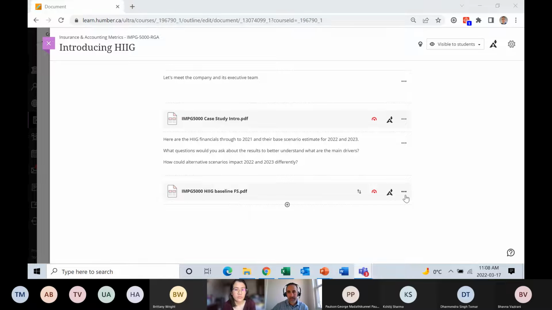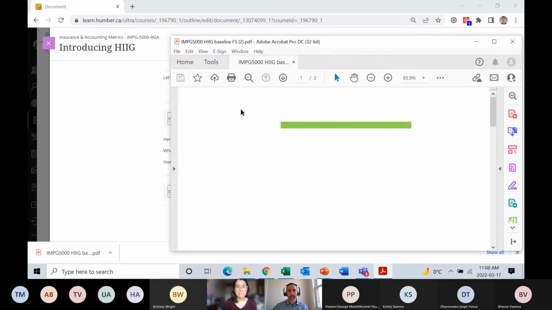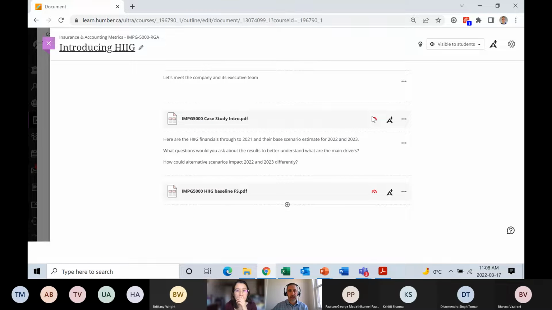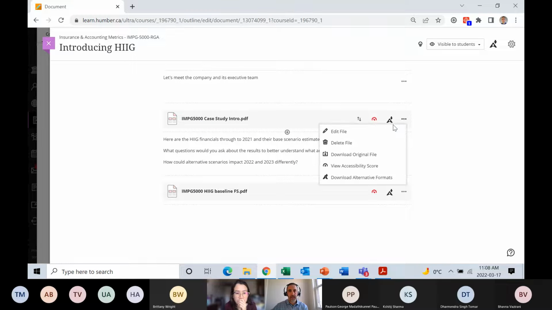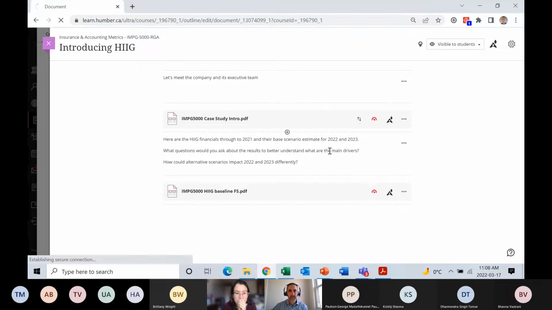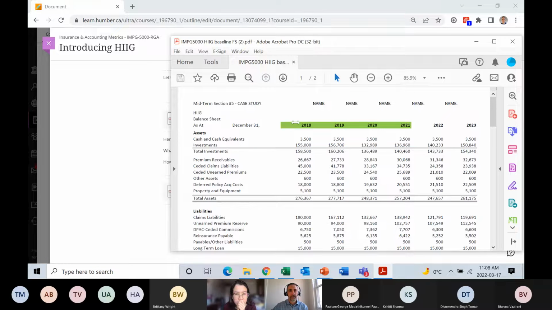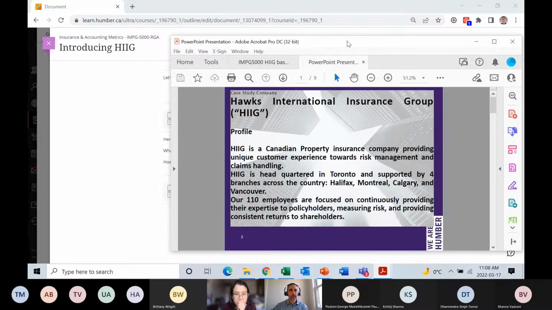So that's what we have here when we look at the financials. And just so I have it here, I'll download the PDF that's related to it as well. And again, hopefully you guys have reviewed these independently.